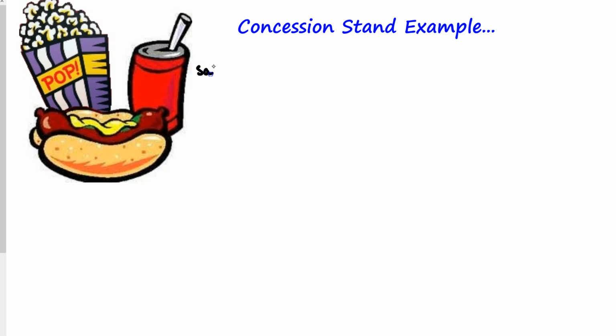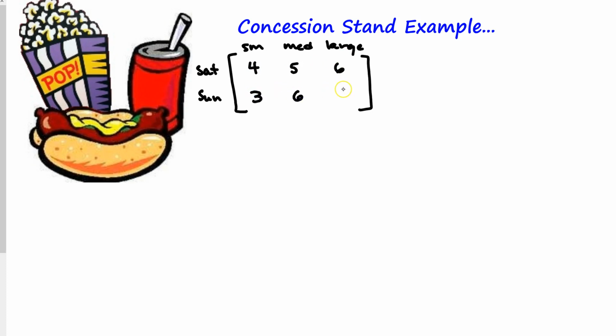Suppose that they were open on Saturday and Sunday, and they kept track of their sales of popcorn, small, medium, and large, in a matrix. So we have small, medium, large, and this is the number of popcorns they sold on Saturday. 4 small, 5 medium, 6 large. And on Sunday they sold 3 small, 6 medium, and 2 large. So we just arrange the numbers into a matrix, a rectangular arrangement of numbers. This matrix happens to have 2 rows and 3 columns, so it's 2 by 3.